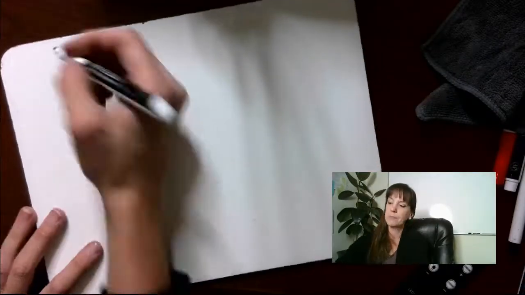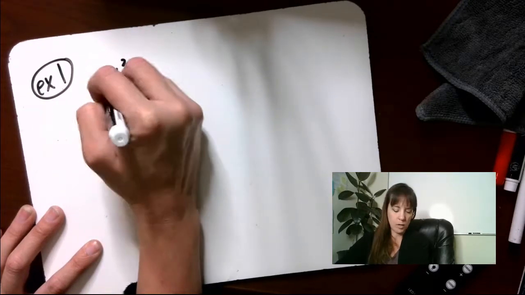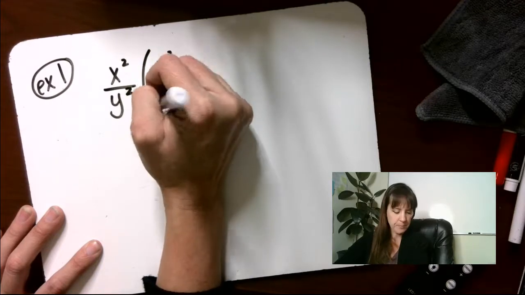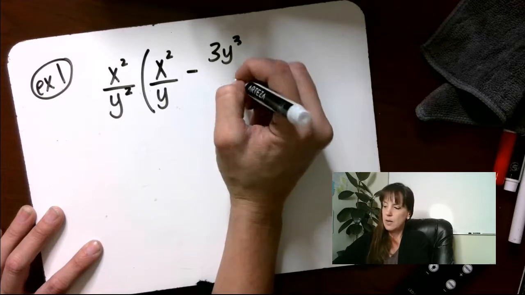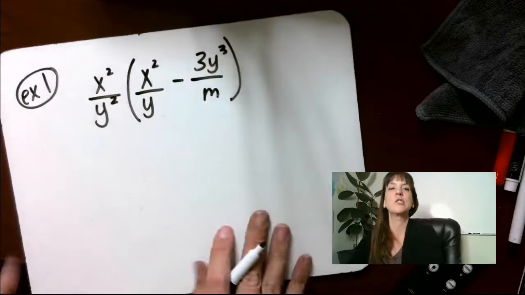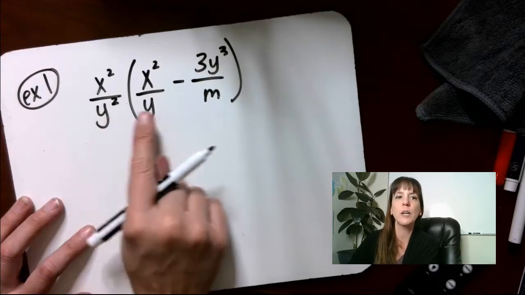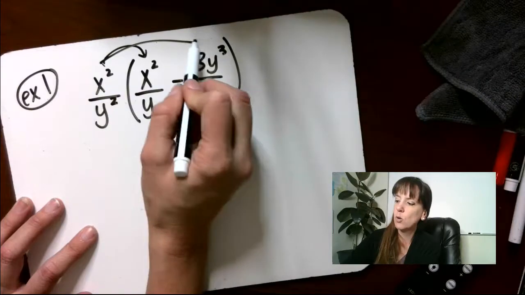Example 1. x squared over y squared times the quantity x squared over y minus 3y to the third over m. Here's how we use this. We're going to use that distributive property. We're going to take this chunk and multiply it by this chunk and then by this one. So this whole chunk to this whole chunk.